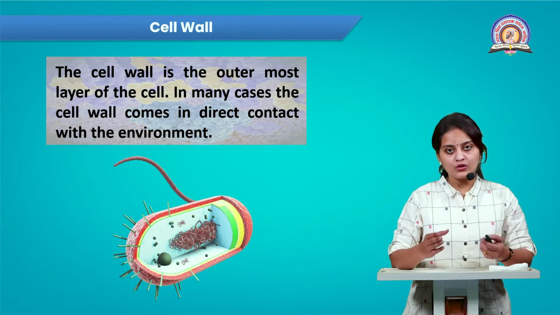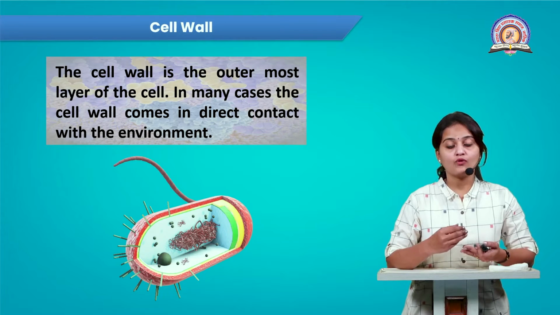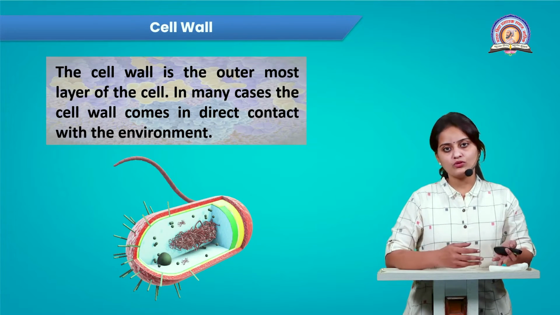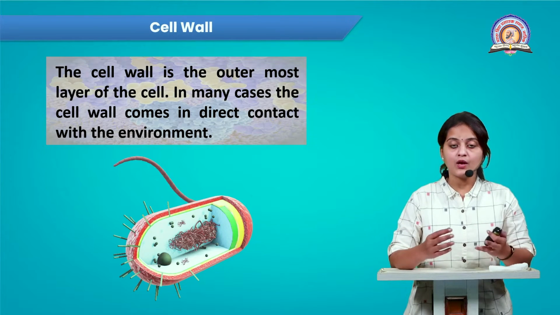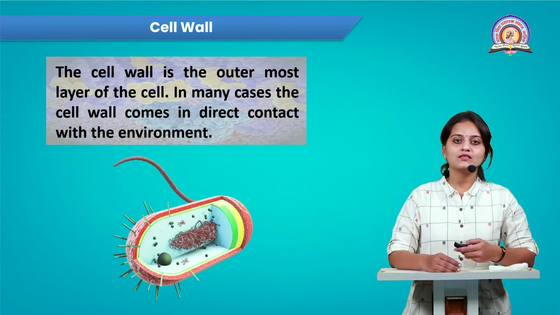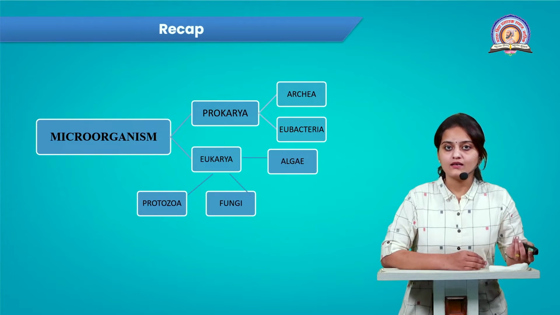Today we are going to discuss the different functions of the cell wall, what the composition of the cell wall is, and whether the cell wall is the same in both gram positive and gram negative bacteria, or whether there are certain variations. But before starting the cell wall, we will move towards the recap. That is what we discussed in the last lecture.